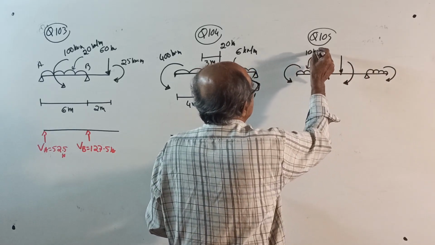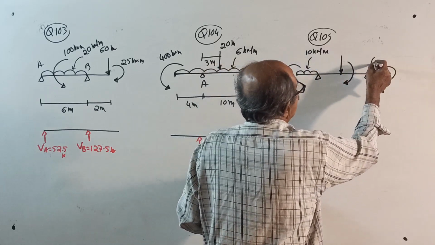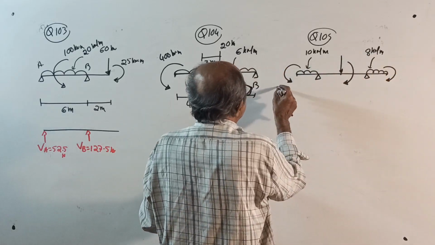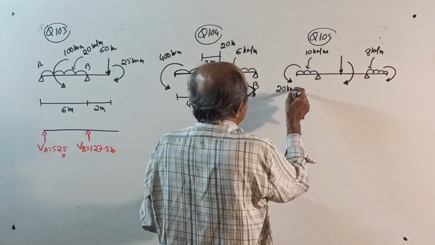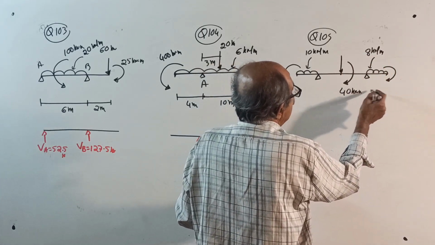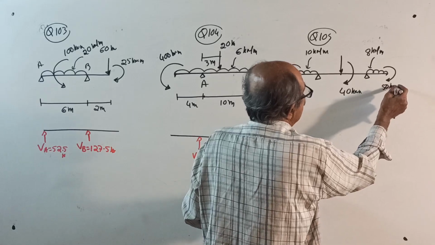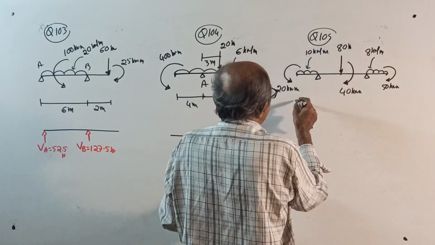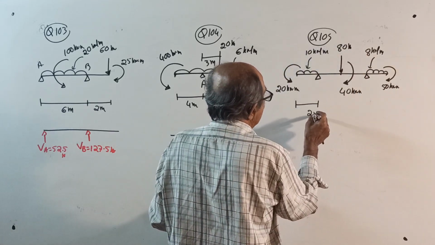10 kN per meter. This UDL is 8 kN per meter. This couple is 20 kilonewton meter. This couple is 40 kilonewton meter. This is 50 kilonewton meter. This point load is 80 kilonewton. This distance is 2 meter.